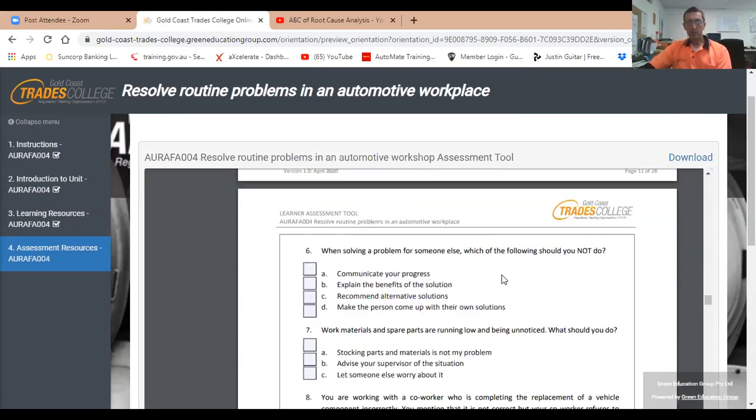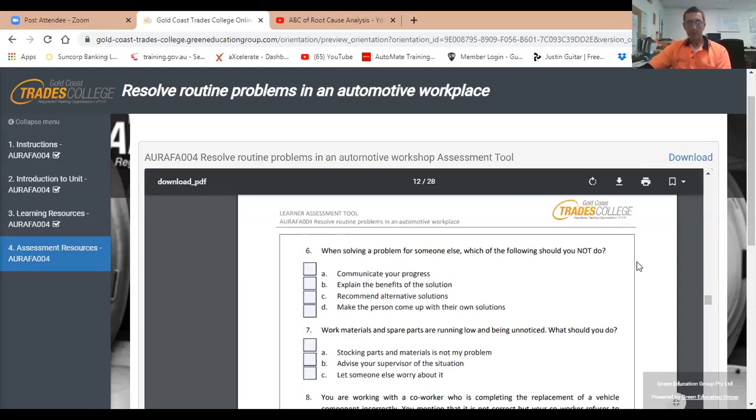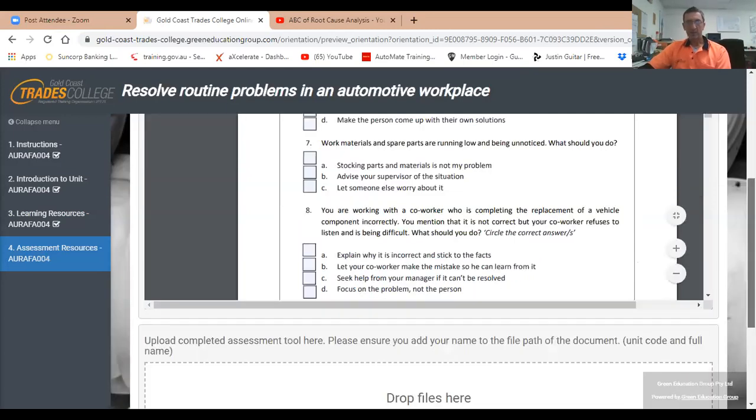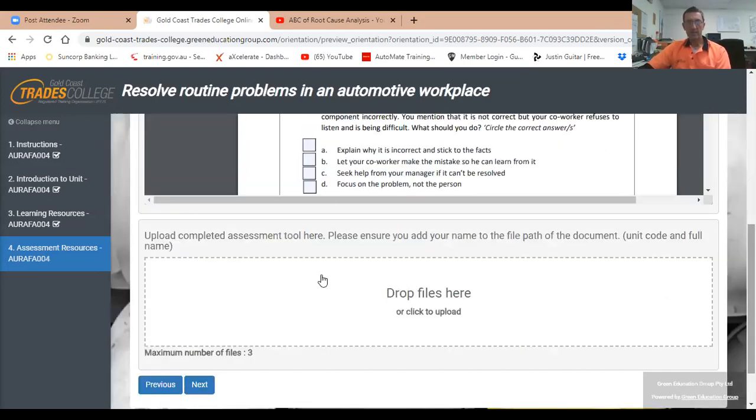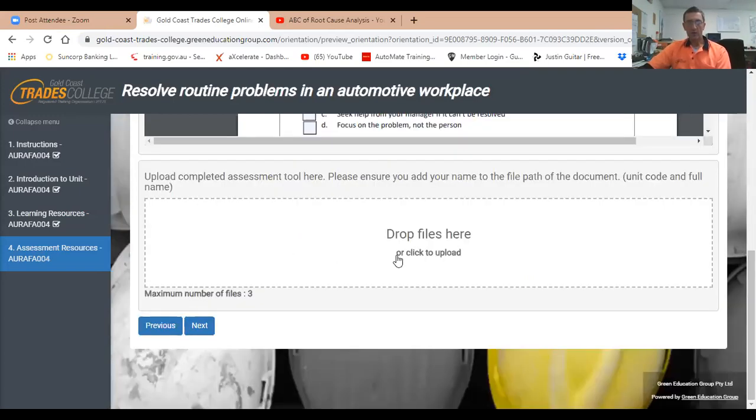Once you've downloaded it onto your desktop and completed it, then you can upload that completed assessment tool just here. So if you continue scrolling down, it's a matter of either clicking to upload or dragging and dropping the completed assessment into that box there. Once it's there, we will receive it on our end, and we'll be able to mark and assess that once we have received it.